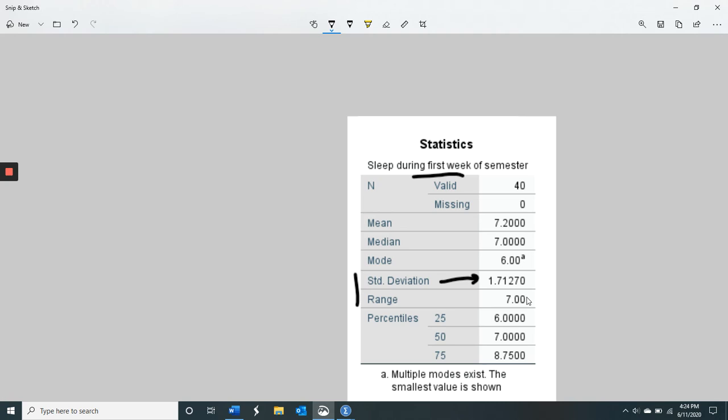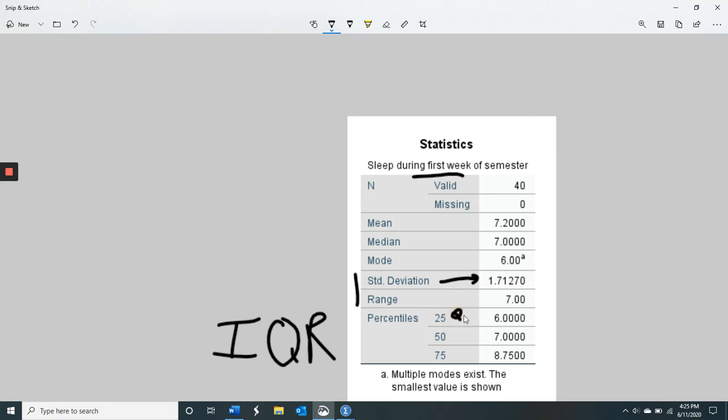If you take highest to lowest, the range is 7, but just a hint, the range is so broad and not really useful. Probably you're not going to be choosing the range as the best measure of variability in your assignment. And then the IQR, the interquartile range, you're going to have to calculate it. But we have the percentiles here. So this is Q1.